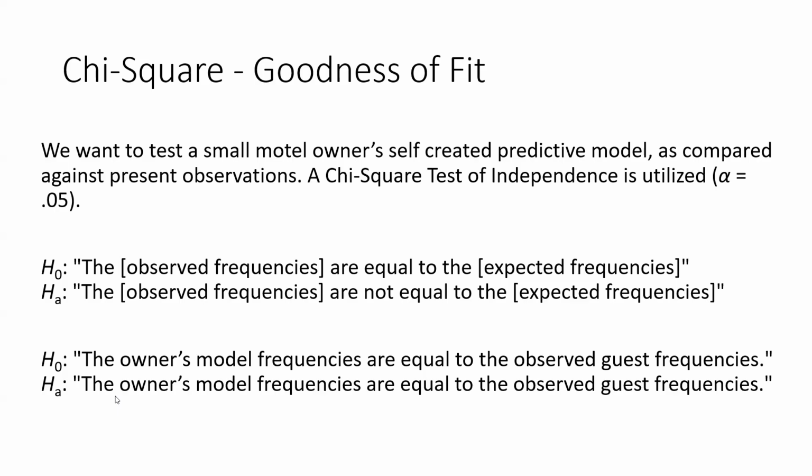So if there was no typo here, we would say the owner's model frequencies are not equal to the observed guest frequencies. There should be a "not" here: the owner's model frequencies are not equal to the observed guest frequencies, which means it's a crummy model. His model is not a good indicator because his model frequencies are not equal to the observed guest frequencies. We reject the null hypothesis. It's a crummy model.